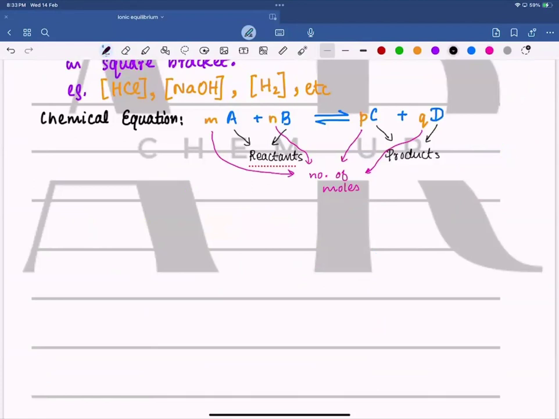If I have to write the Kc expression, then see how we will write. I will write Kc is equal to, one of our products is C and the other product is D, right? So in a square bracket I will write C, and then in the other square bracket I will write D, which means the concentration of C times the concentration of D. And then in the denominator, I will write the concentration of A times the concentration of B. Is this clear?